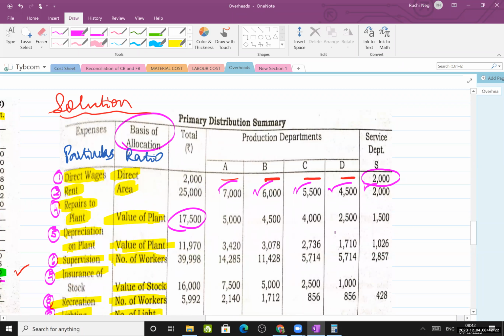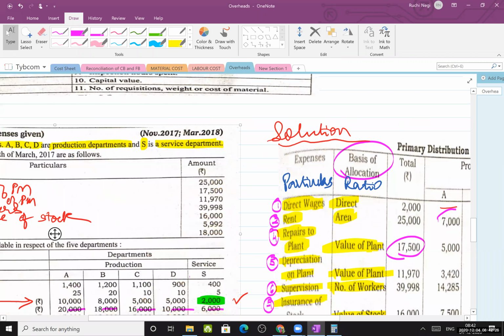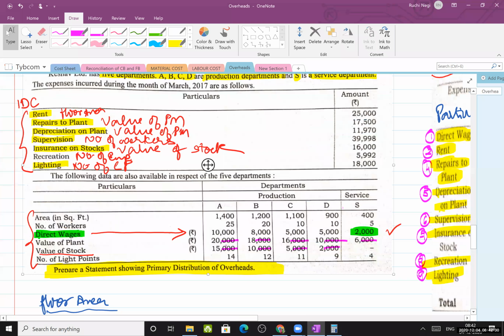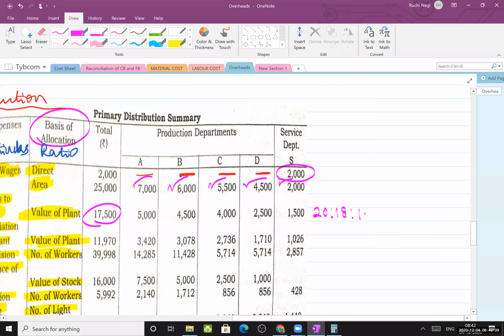17,500. What is the basis? Value of plant. So what is the value of plant ratio? Value of plant ratio is 20 is to 18 is to 16 is to 12 is to 6.